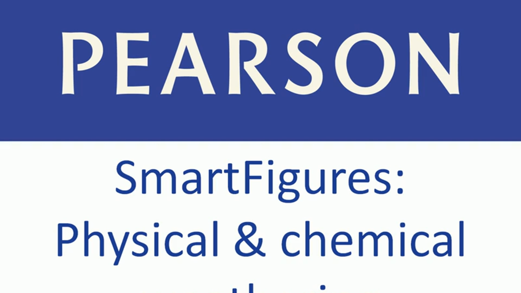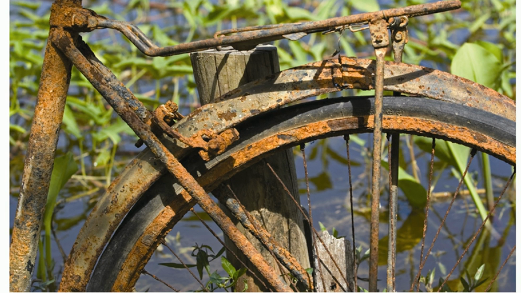After watching this video, you should be able to define and distinguish physical and chemical weathering. Things fall apart. That's the sort of point with weathering. And this is an example of that, a non-geological example. A bicycle that's rusting after it's been left outside.